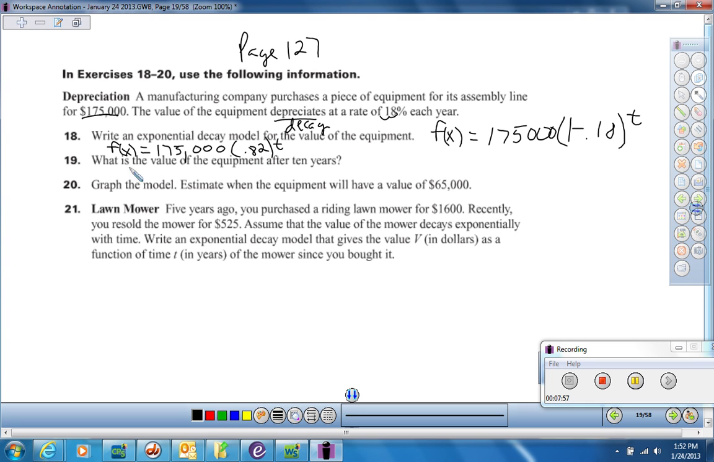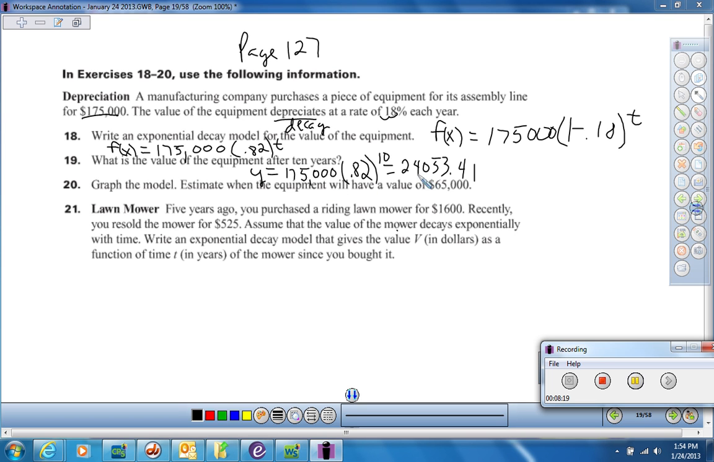Now then we go to part 19. It says what is the value of the equipment after 10 years. This is where we plug in 10 for t. Alright, and so now here's what we get after 10 years. It's only worth $24,000 roughly.